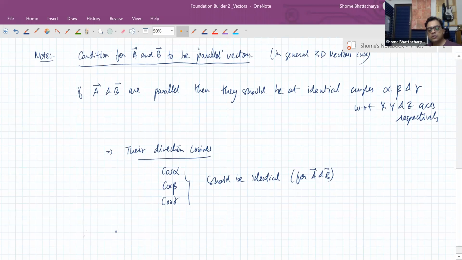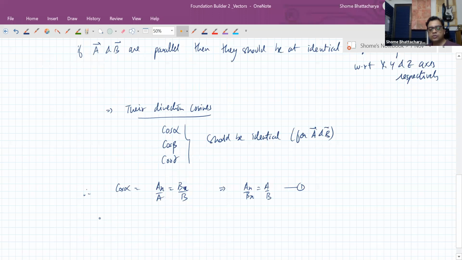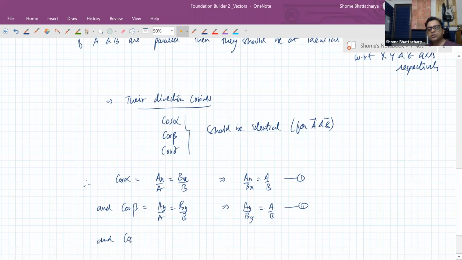So now you can see that therefore cos alpha is ax upon mod A. That should be equal to, for B, it is bx upon mod B. So this means that Ax upon Bx should be equal to A by B. Okay. But that is just one statement. Now along with that, not only cos alpha should be equal, but also there's an AND condition that cos beta should be equal for both of them. So Ay upon A should also be equal to By upon B. So that means the ratio of Ay upon By should also be A upon B. Should be the same ratio. Okay. And likewise, this should also be equal.